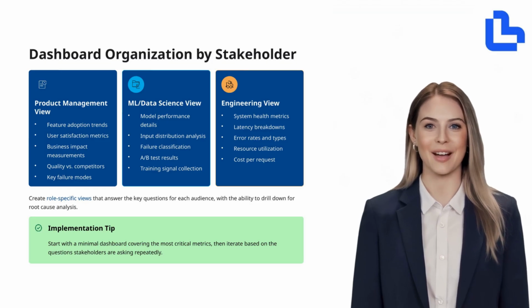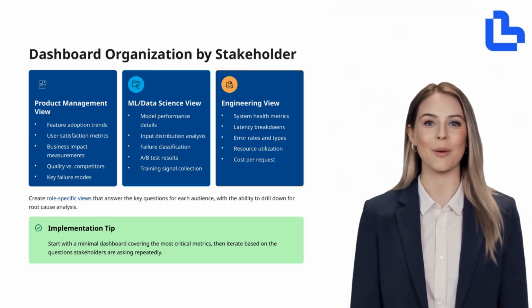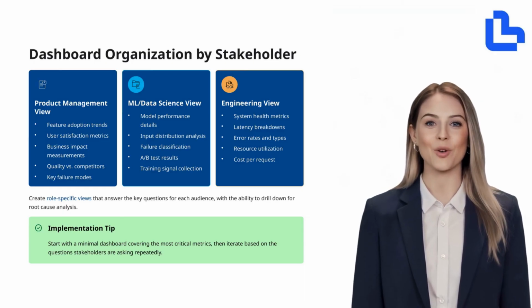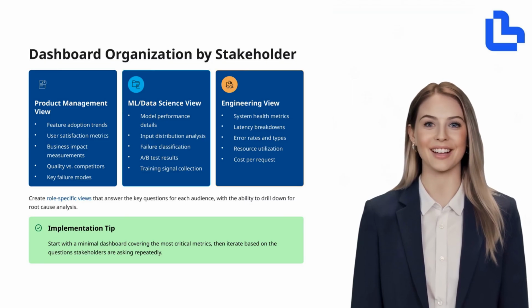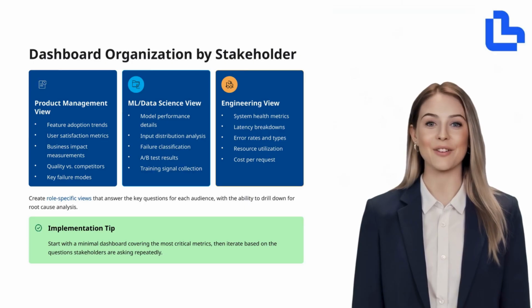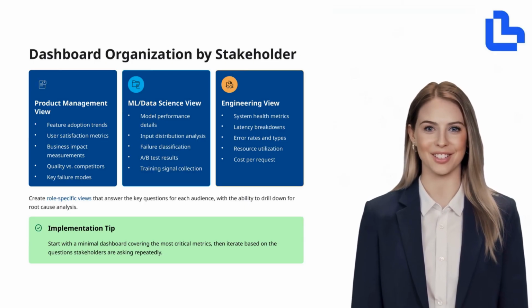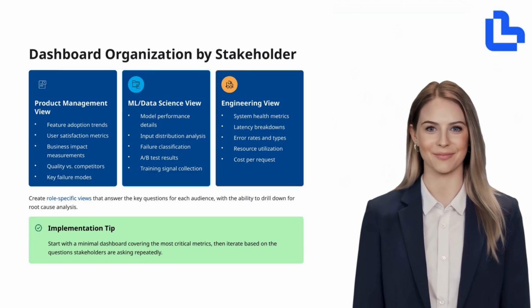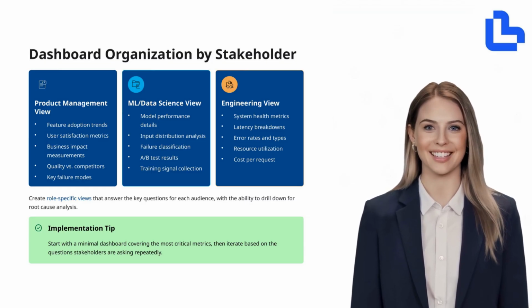The key is to create role-specific views that answer the most important questions for each audience. And make sure each dashboard allows for drill-down analysis, so teams can quickly move from high-level trends to root cause investigation. Start simple. Build a minimal dashboard that covers the most critical metrics, then iterate based on the questions your stakeholders are asking most often. That's how you turn data into action.